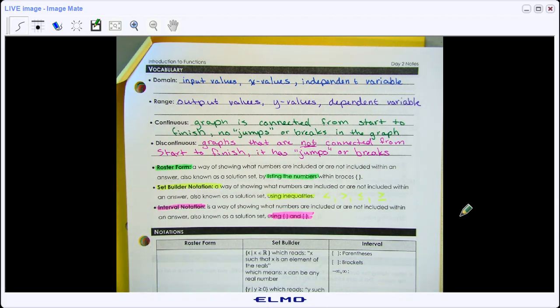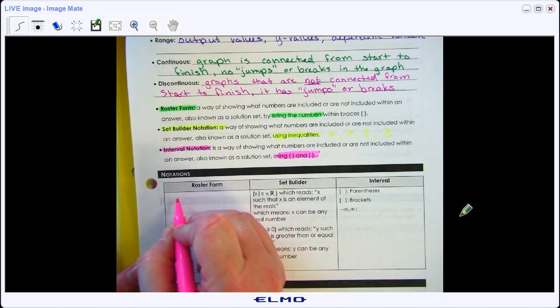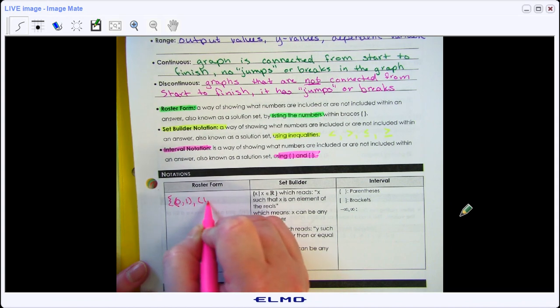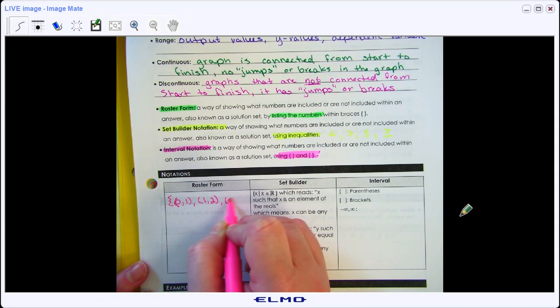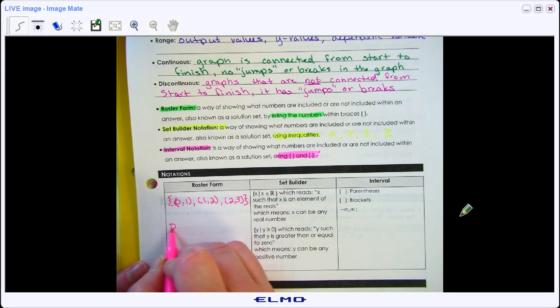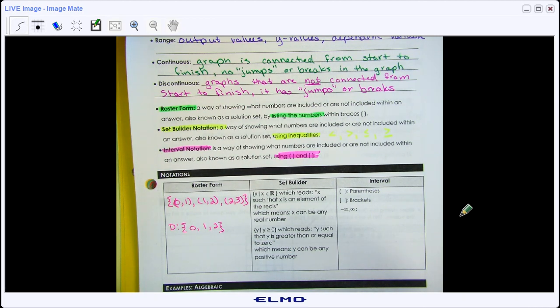So let's take a look at some examples down here. So roster form is used, for example, if you have a set of points. So let's say I have the points 0, 1, 1, 2, 2, 3. So we could list our domain using roster form. And we would want to use roster form.